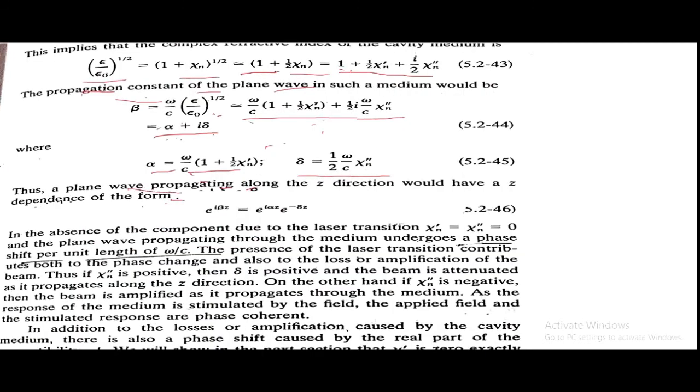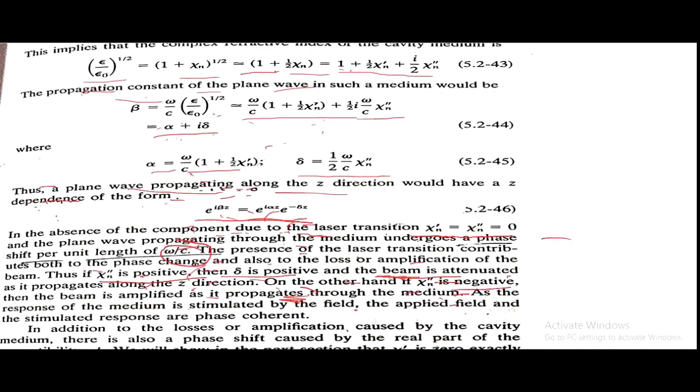Thus we can say that a plane wave propagating along the z direction would have a z dependence of the form e raised to i beta z equals e raised to i alpha z into e raised to minus delta z. Here we can see that in the absence of a component due to the laser transition, chi n dash equals chi n double dash equals 0, and the plane wave which propagates through the medium undergoes a phase shift per unit length of omega by c.